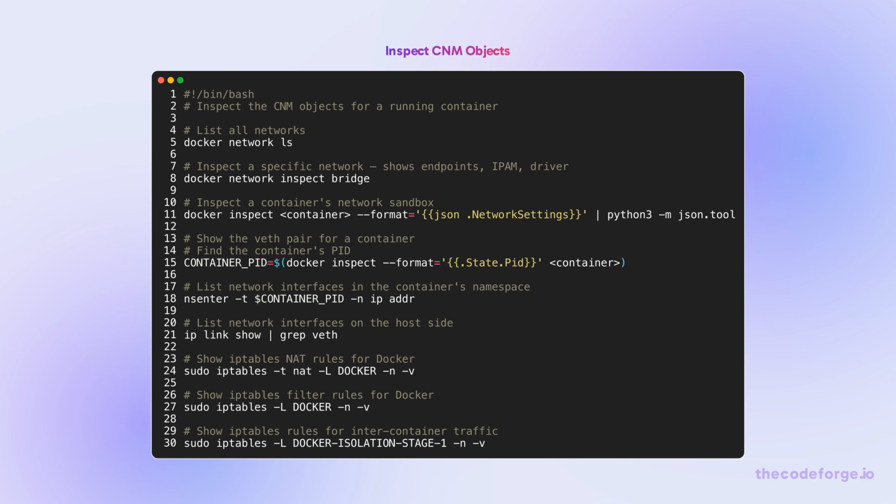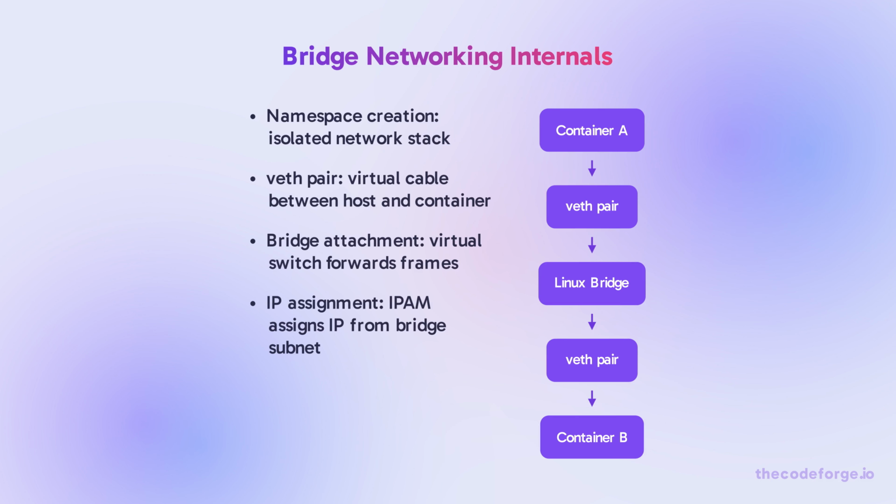Use docker network ls to list networks, docker network inspect to see endpoints and IPAM, and docker inspect to view a container's network settings. You can also use nsenter to enter the container's network namespace and see interfaces and routes directly. Bridge networking is the default driver.